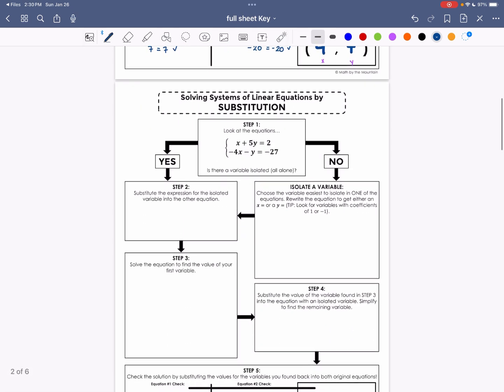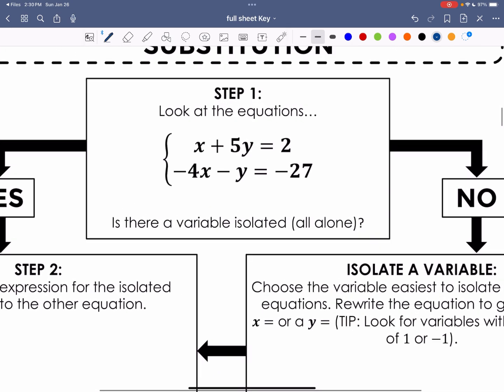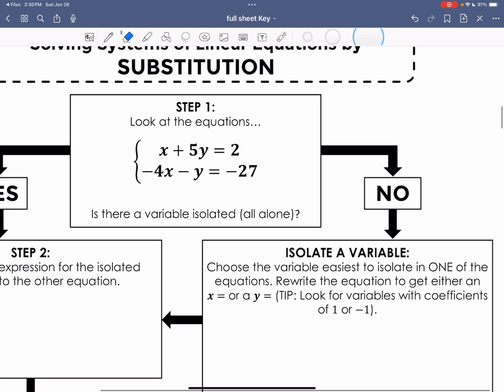Moving on, here is example number 2. So starting at question number 1 again, it says, look at our equations. Is there a variable isolated completely all alone? This time there is not, because there is not an x equals or a y equals, which means we are going to be going down the no pathway. So now we have to do a little bit of extra work.